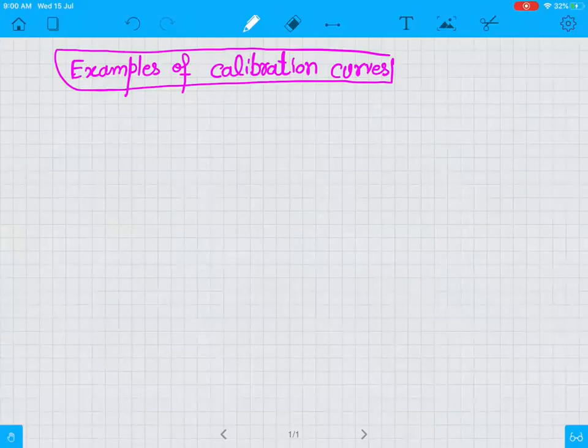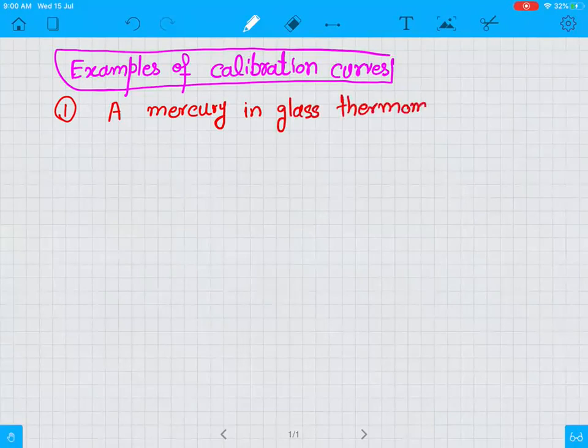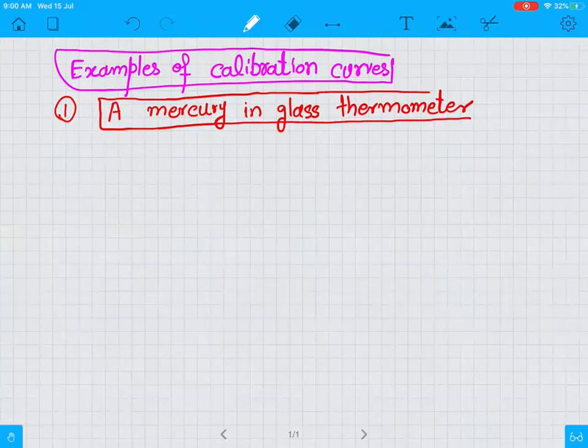Now, the first example that we have to see is a mercury in glass thermometer. And a calibration curve is basically a graph between the actual and the apparent quantity of an instrument.